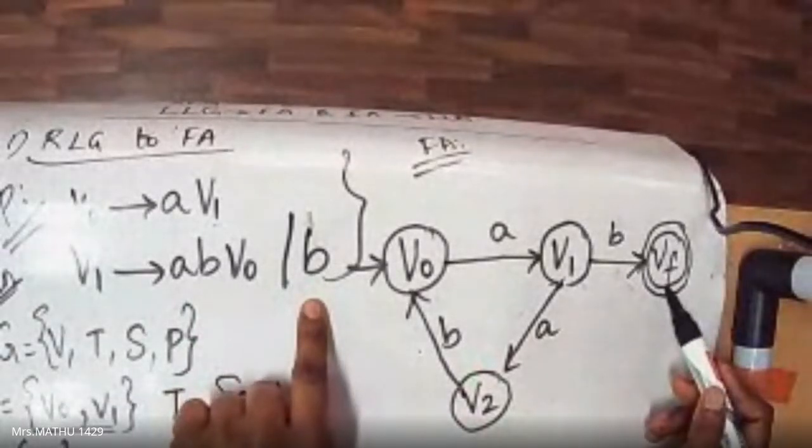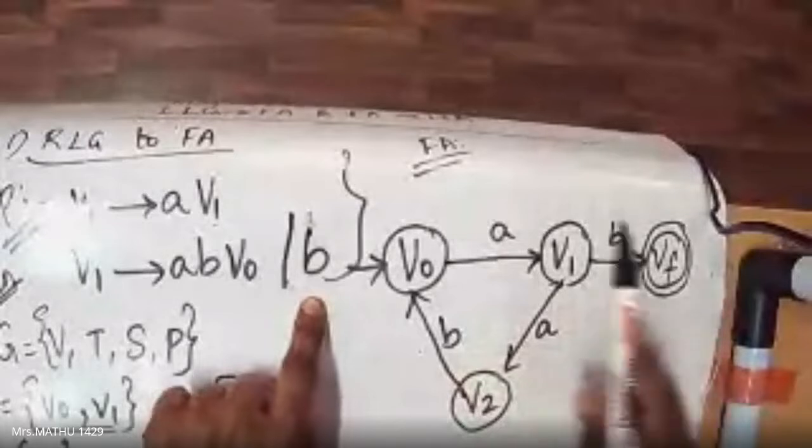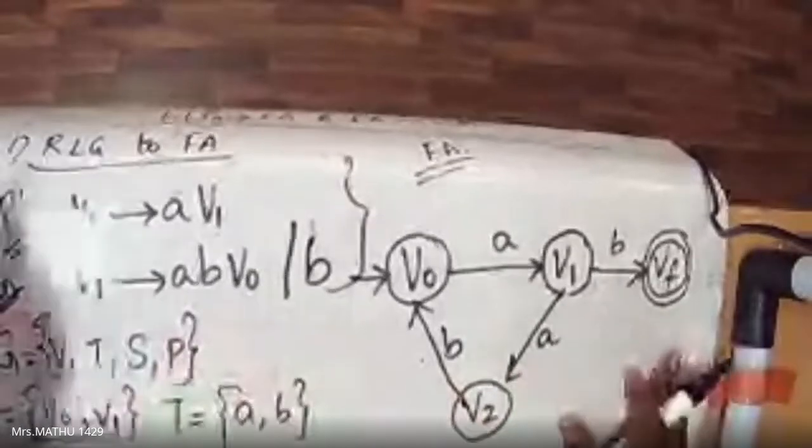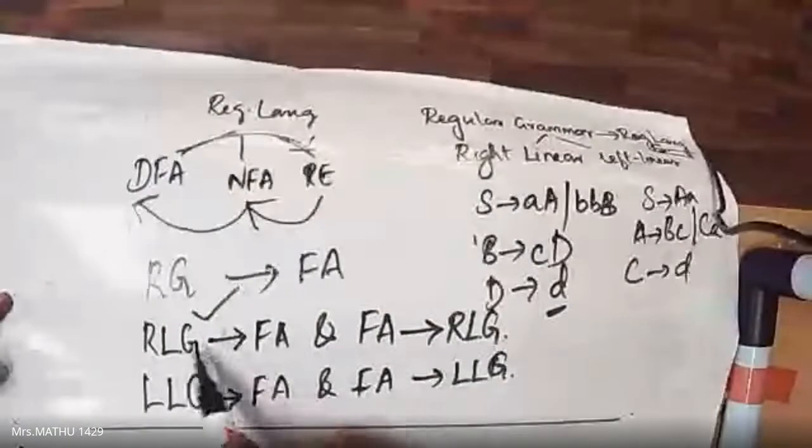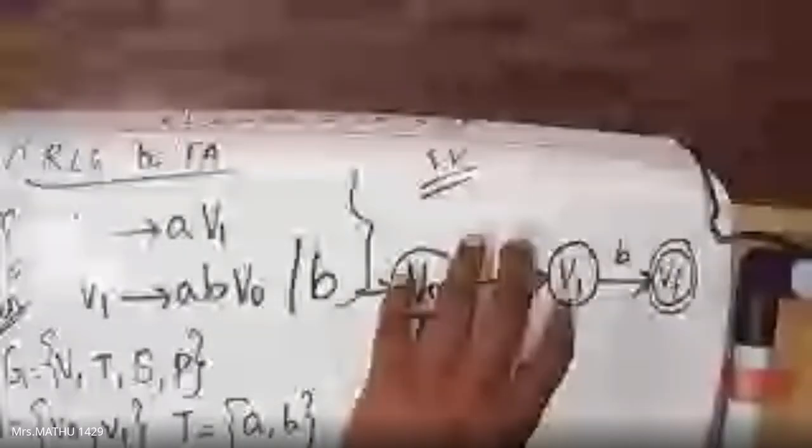Okay, so now this is the resultant finite automata which is converted from a right linear grammar. So this is the first conversion, from right linear grammar to finite automata. Now the next one we'll see is from finite automata to right linear grammar. We'll take the result that we have got here as the input.